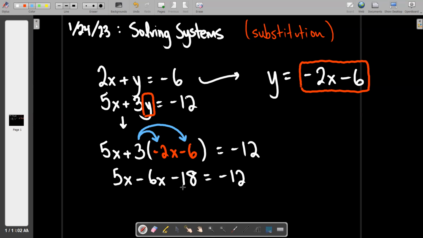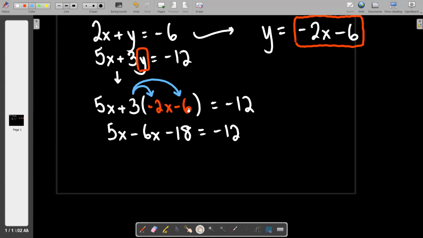So there's one step. Let's do another step now. I believe we should combine some like terms, huh? What is 5x minus 6x? Yeah, just -1x minus 18 equals -12. If I were working on my own, I would have also added the 18 across in my head while I was at it. So you're welcome to do stuff like that. I didn't want to in this case, but I would. And now I am going to add the 18 to the other side, which is going to leave me with -x equals what?